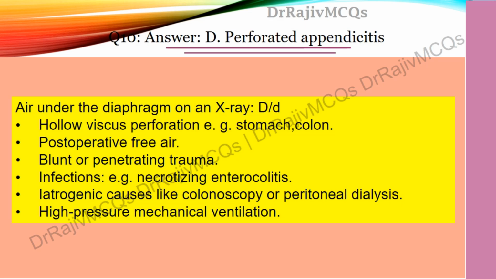Blunt or penetrating trauma to the abdomen can cause bowel perforation and subsequent pneumoperitoneum. Conditions like necrotizing enterocolitis, especially in neonates, can lead to air under the diaphragm. Procedures like colonoscopy or peritoneal dialysis can introduce air into the peritoneal cavity. High pressure ventilation can sometimes cause air to escape into the peritoneal cavity.